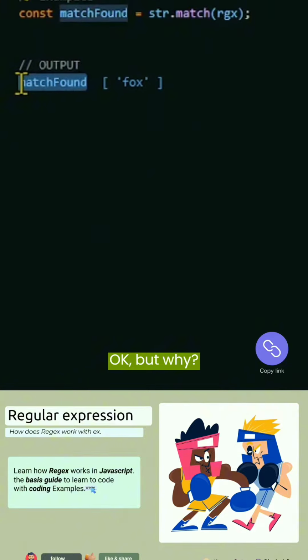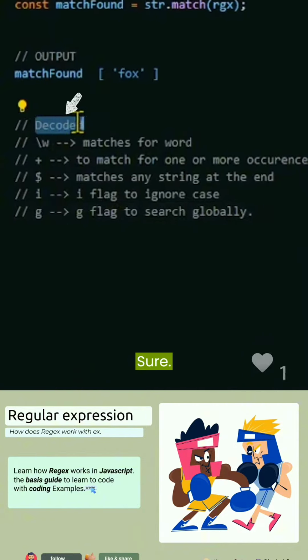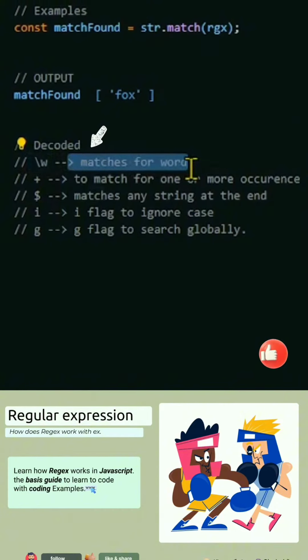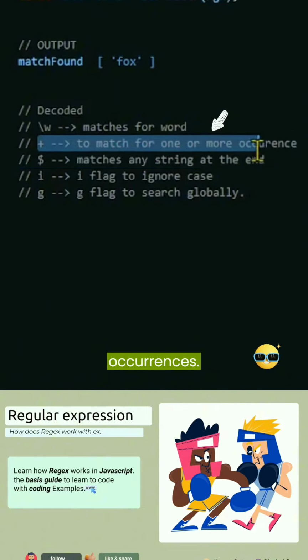Okay, but why? Let me decode it line by line. Sure. \w matches for a word. Okay. Plus symbol matches for one or more string occurrences.